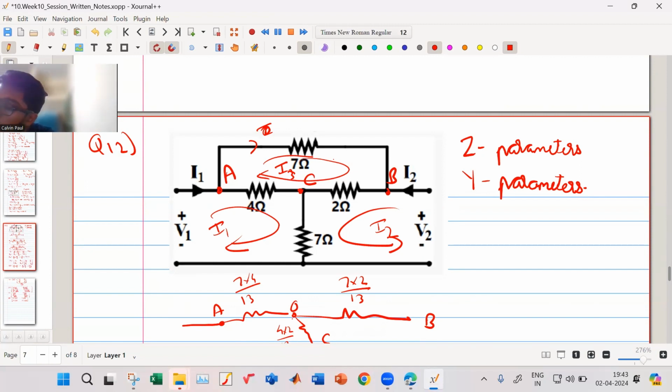Okay. So you have to assume I1, I2 current, I3 current. Then when you apply KVL in this loop, you will get I3 in terms of some xI1 plus yI2, and that you will substitute in this KVL as well as in this KVL. Then you will get V1 in terms of I1, I2, and V2 in terms of I1, I2. That is one way. That also is a good way. There's nothing wrong. It will also give you the answer.